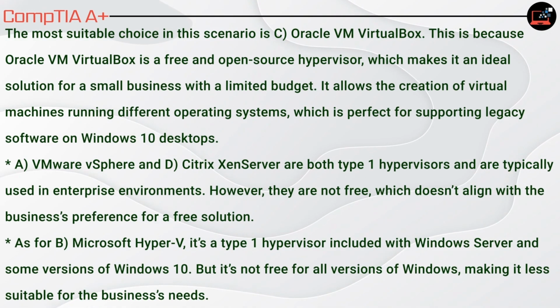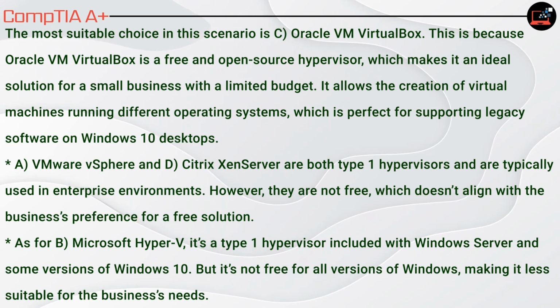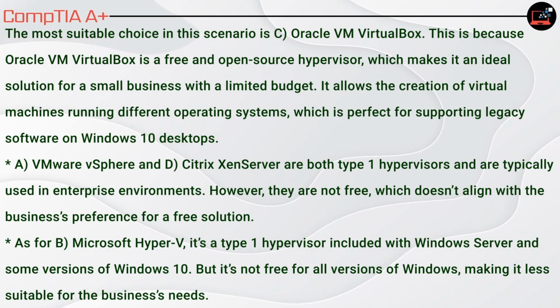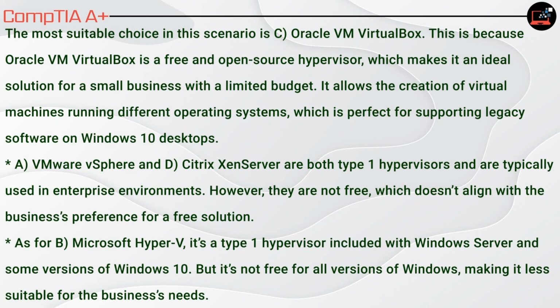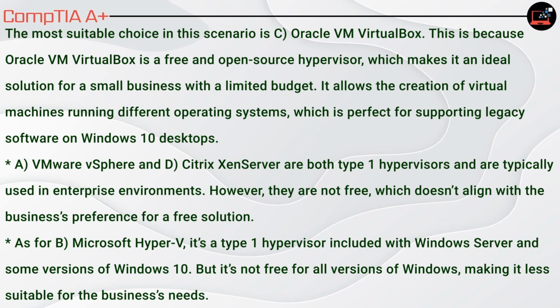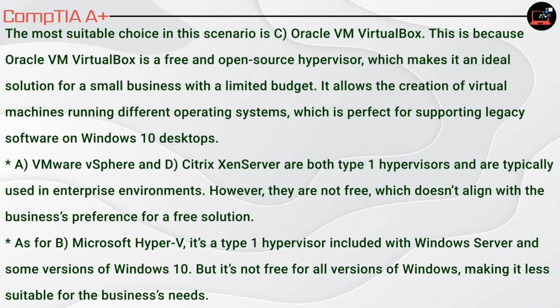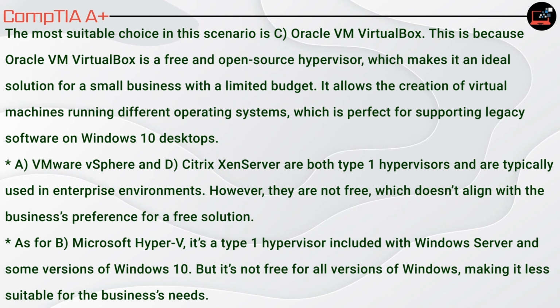The most suitable choice in this scenario is C. Oracle VM VirtualBox. This is because Oracle VM VirtualBox is a free and open source hypervisor, which makes it an ideal solution for a small business with a limited budget. It allows the creation of virtual machines running different operating systems, which is perfect for supporting legacy software on Windows 10 desktops. Now let's briefly consider the other options.